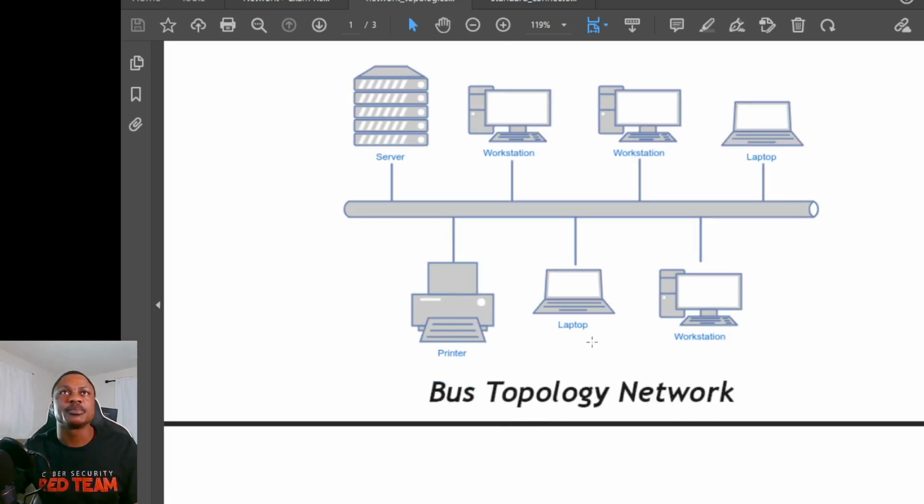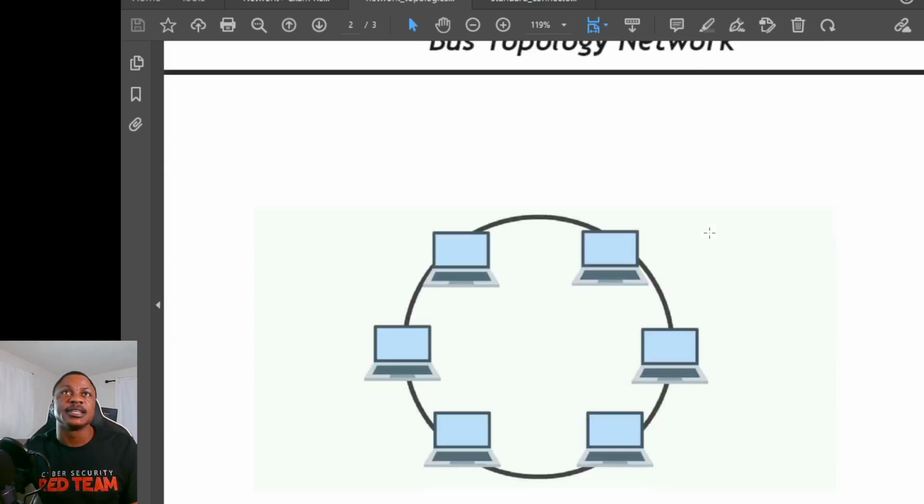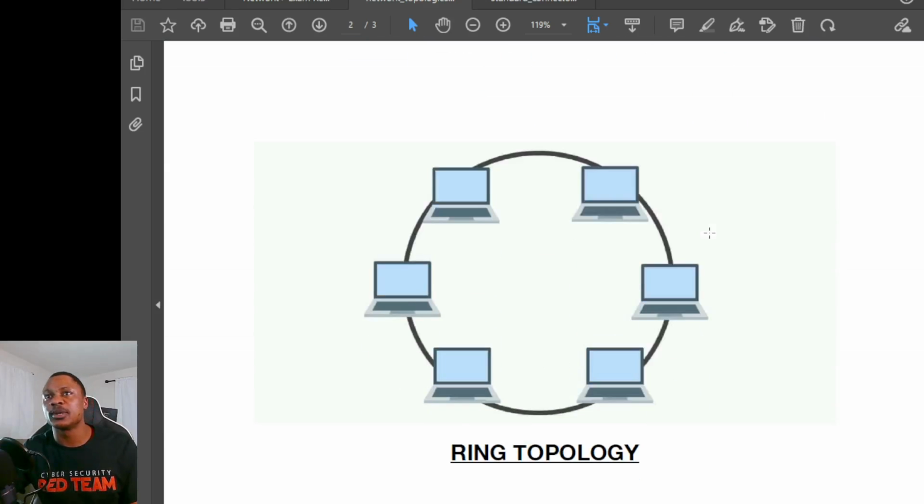The bus topology, as you can see, is very simple: just a straight wire and every other node is connected to it. So that's the bus topology. And the ring topology is next. In the ring topology, every node is connected to a ring and they all share the signal through the cable.